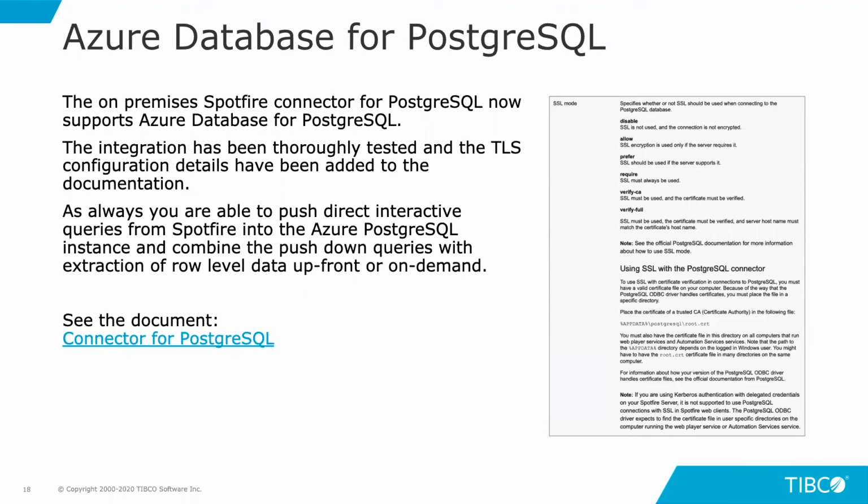The Spotfire connector for PostgreSQL now supports accessing data from Azure Database for PostgreSQL. This means you can now establish an SSL connection and push direct interactive queries from Spotfire into your PostgreSQL instance on Azure. And as always, with connectors, you have the option to combine push-down queries with extraction of row-level data upfront or on demand.